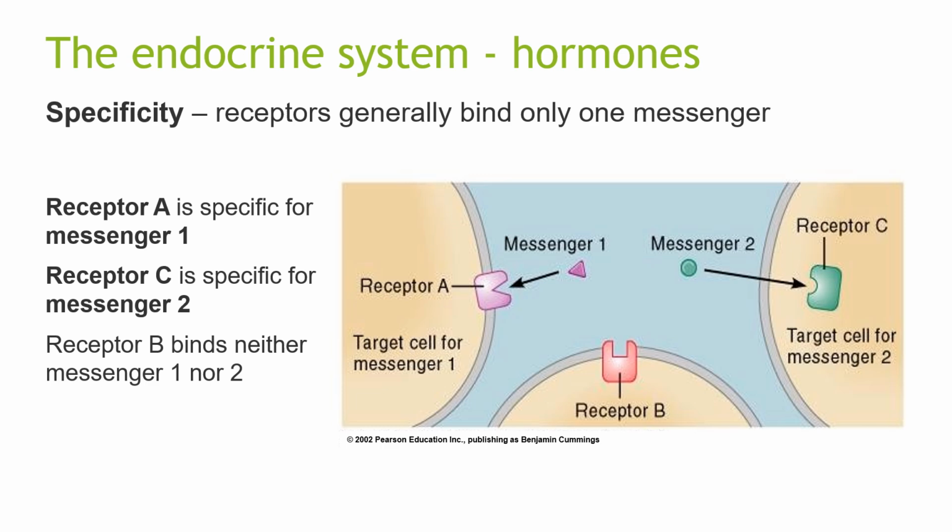These hormones have specificity, so the receptors generally bind only one messenger. You can see in this diagram here, receptor A is specific for messenger 1, receptor C is specific for messenger 2, and receptor B binds neither messenger 1 nor 2.